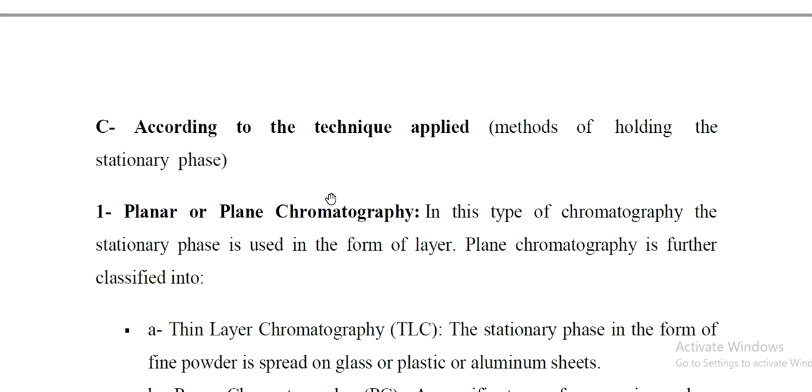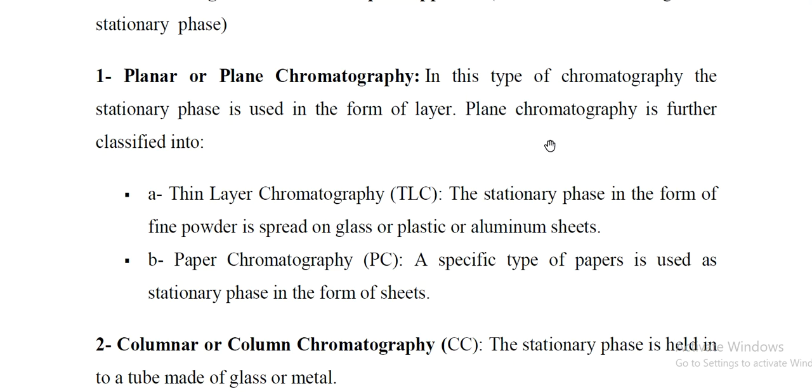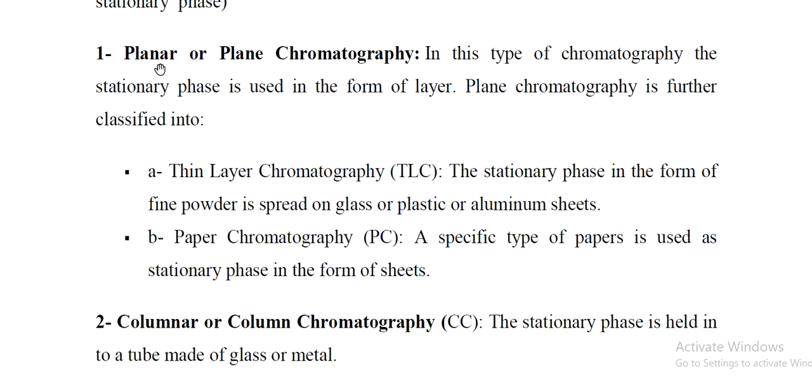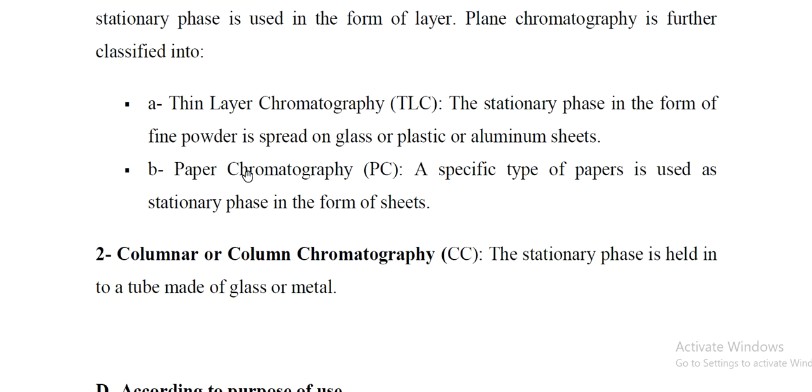Classification according to the technique applied, the method of holding the stationary phase: planar or plane chromatography. In this type of chromatography, the stationary phase is used in the form of a layer. Planar chromatography is further classified into thin layer chromatography, where the stationary phase is in the form of fine powder spread on glass, which you will take in the lab, God willing, TLC, or paper chromatography, where a specific type of paper is used as a stationary phase in the form of a sheet.